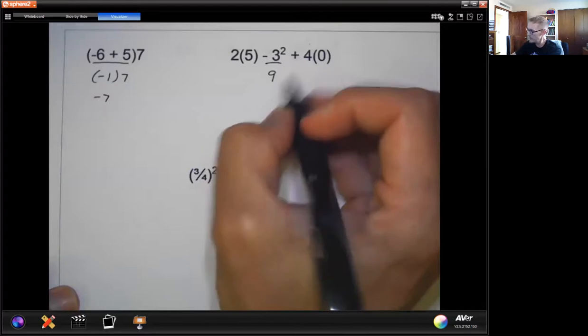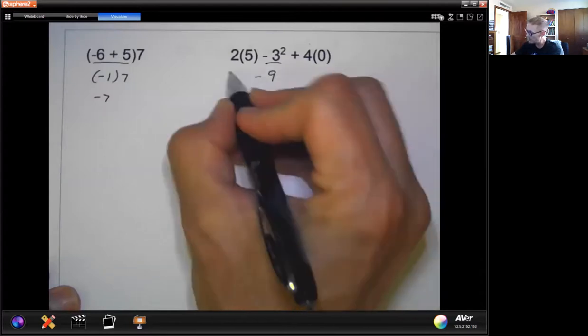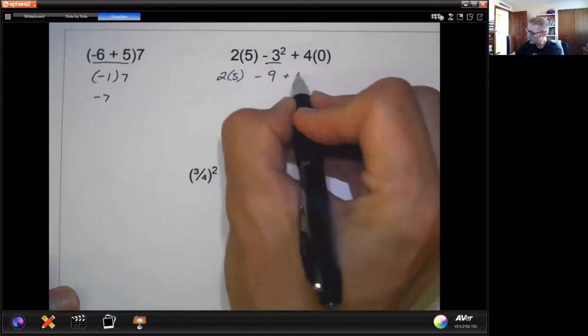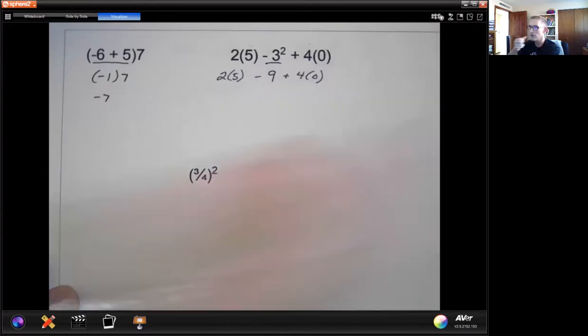We're going to bring everything down. So the minus sign comes down. The 2 times the 5 comes down. And the 4 times the 0 comes down. Not going to try and do too much in my head.